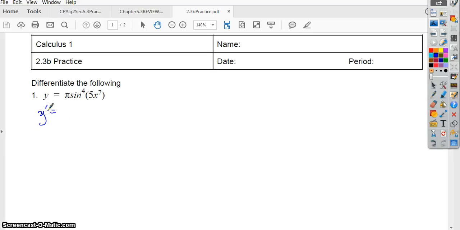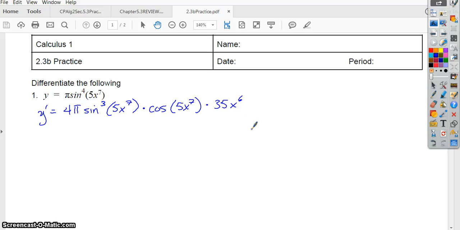Remember that the pi is a constant, so we leave that out in front. But let's take the derivative of the exponent, which would be 4 pi. And we'd have sine, that's now cubed, of 5x to the 7th. We're going to multiply that by the derivative of sine 5x to the 7th, which would be cosine 5x to the 7th. And then we need to multiply by the derivative of the 5x to the 7th, which would be 35x to the 6th.